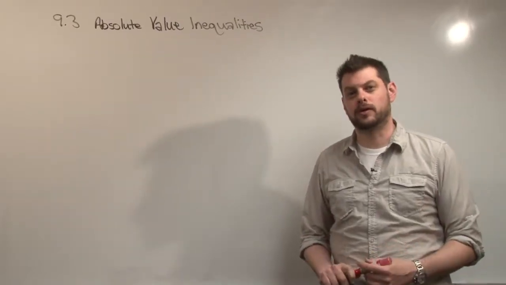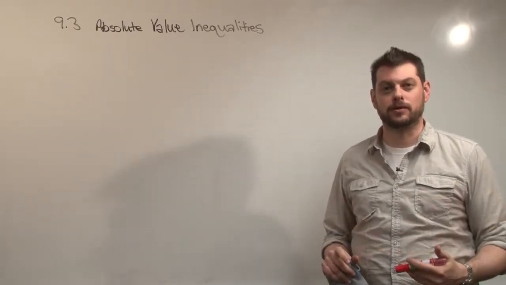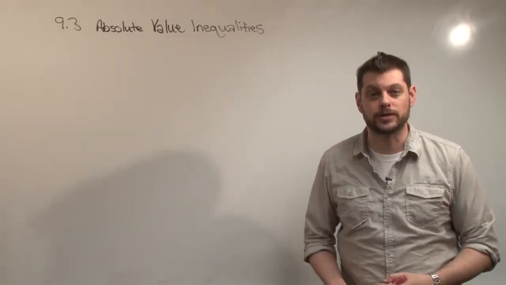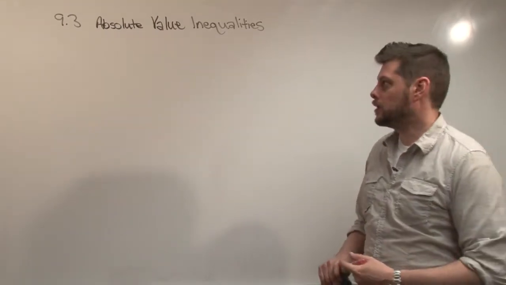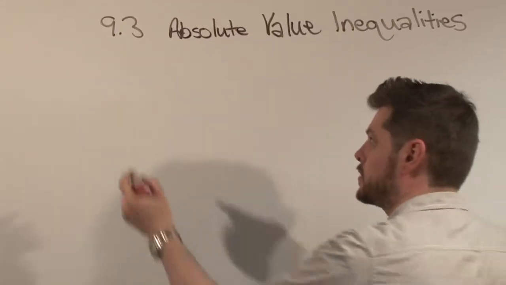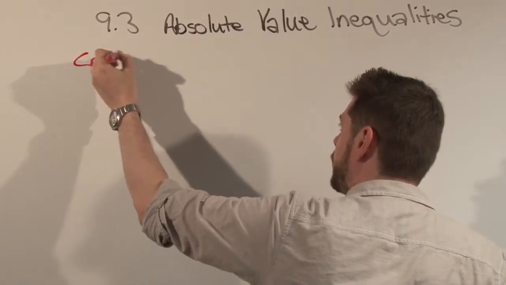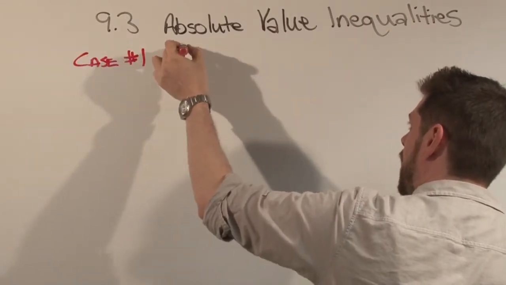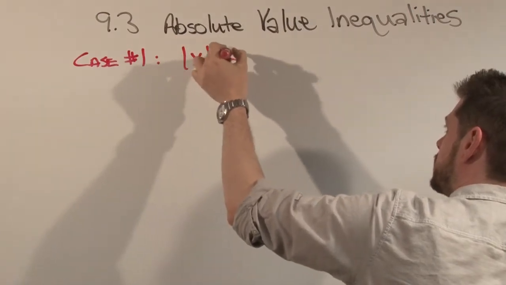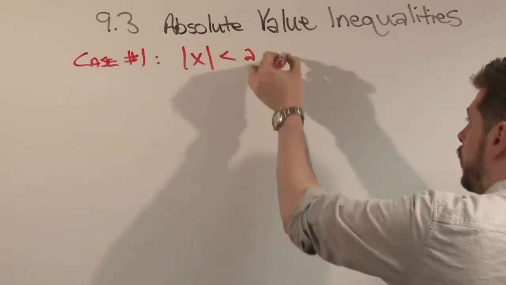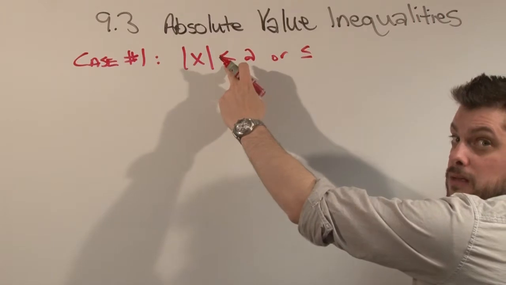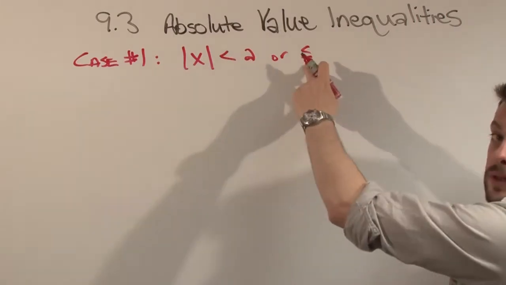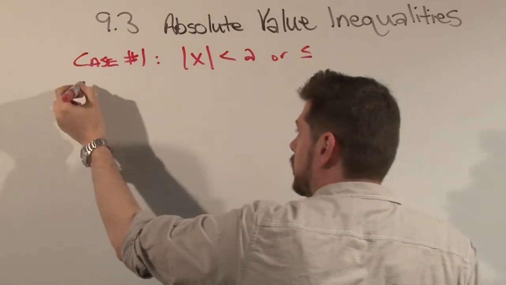In section 9.3, we're building off of the absolute value equations that we've been introduced to in section 9.2. Now we're going to work with inequalities instead of equations. So we're going to be working with two major cases. Case number one is going to be absolute value expressions that are less than a number, or less than or equal. So this works for the strict less than, and it also works for the less than or equal to. Same approach, same kind of case.